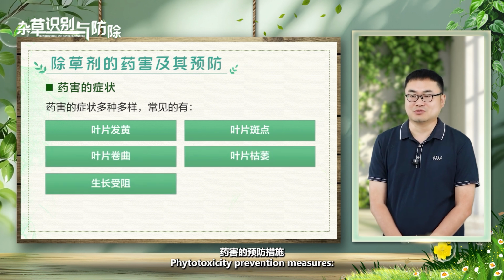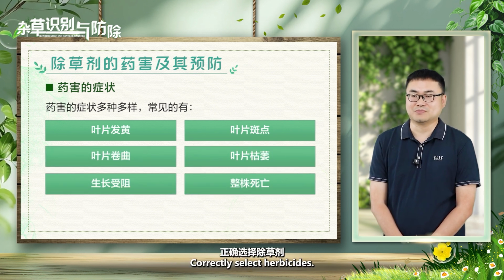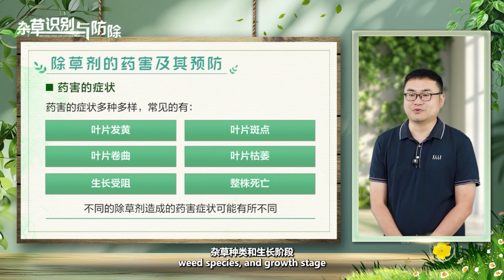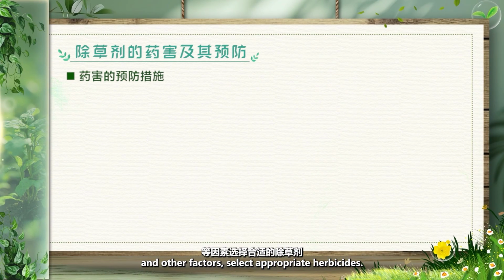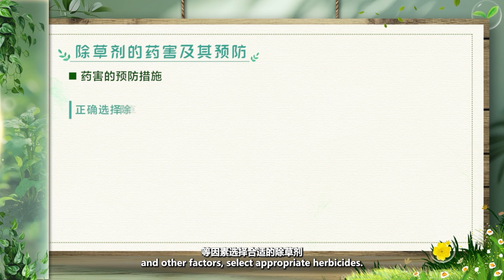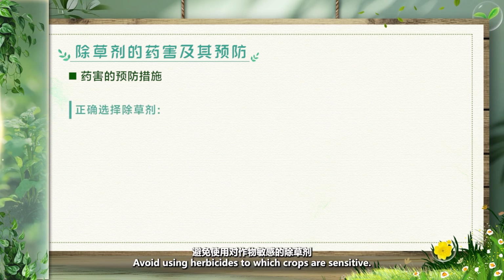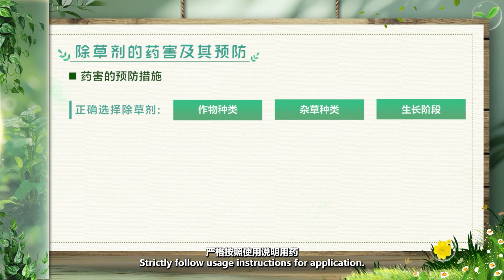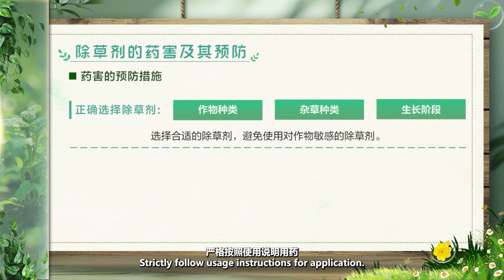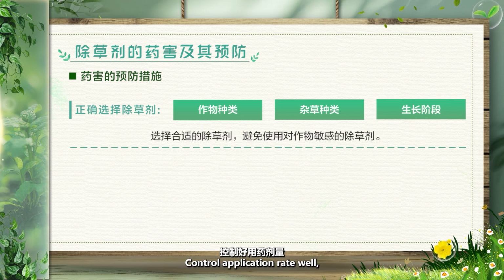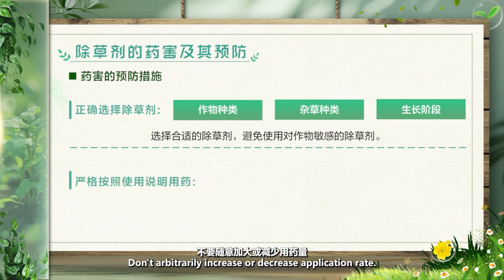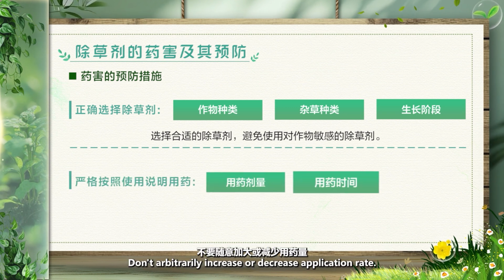Phytotoxicity prevention measures: correctly select herbicides according to crop type, weed species, and growth stage, and other factors. Select appropriate herbicides. Avoid using herbicides to which crops are sensitive. Strictly follow usage instructions for application. Control application rate, application timing, and application method. Don't arbitrarily increase or decrease application rate.